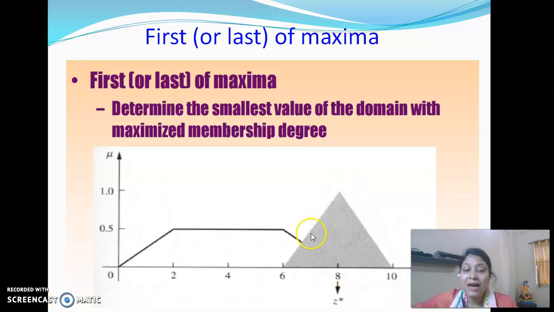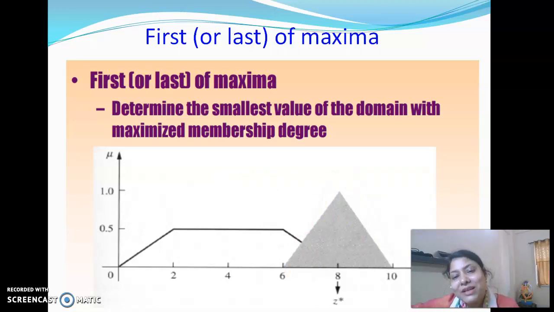But here, as this particular membership function is a triangular membership function, you can see that there is only one particular point where it has the maximum membership. So automatically the defuzzification process becomes very easy. You only need to note down the value at which the membership function attains the maximum degree of membership.